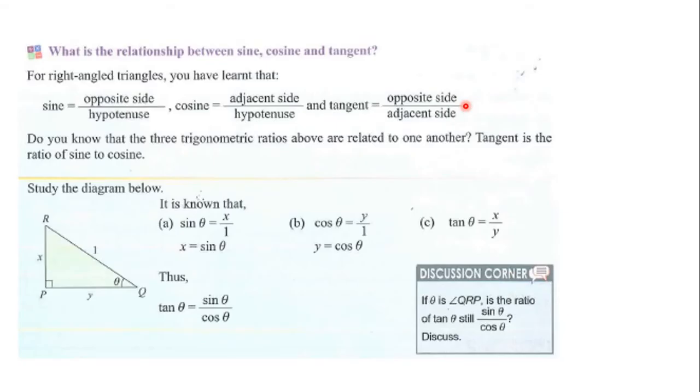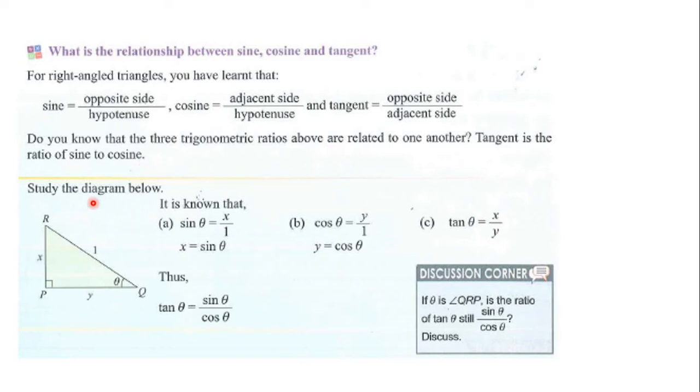Now, what is the relationship between sine, cosine and tangent? For right angle triangle, you have learned that sine is opposite side over hypotenuse, cosine is adjacent side over hypotenuse, and tangent is opposite over adjacent. Do you know that the three trigonometric ratios are related to one another? Tangent is the ratio of sine to cosine.